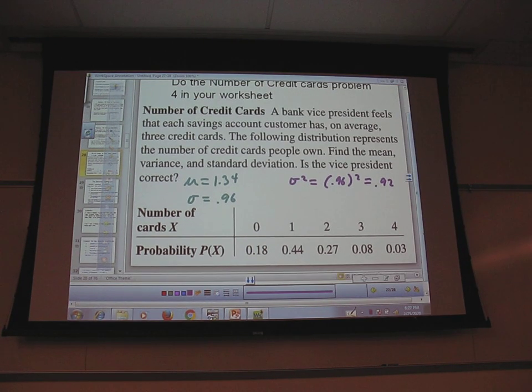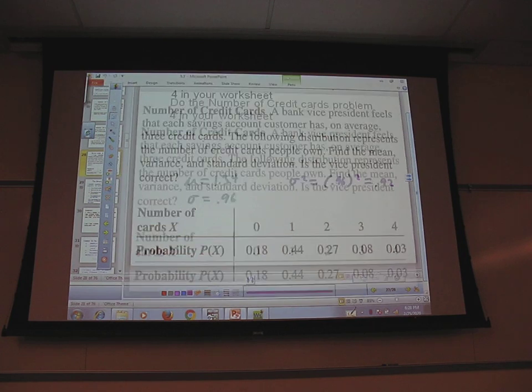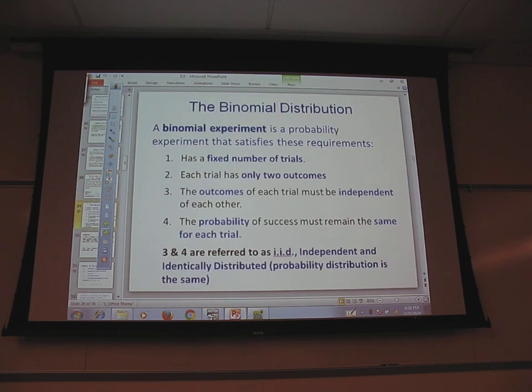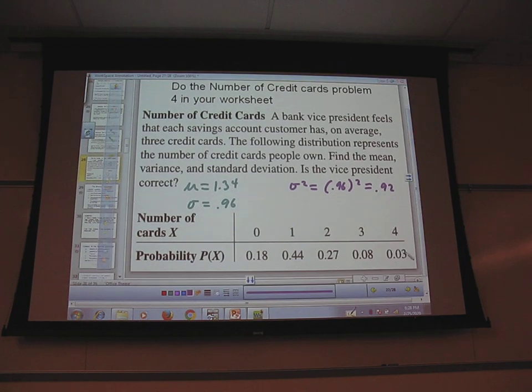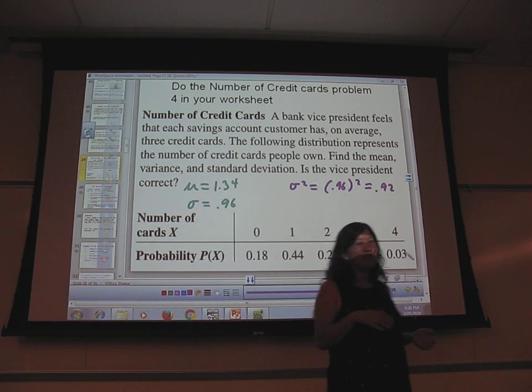So is the Vice President correct? He says that they have on average 3. Yeah, it seems like he's off a little bit. He might be right. It could be a bad sample. I don't know, but it seems like he's probably off a little bit. Possible. So is the bank vice president correct? Well, I don't know. It's hard to say. It doesn't seem like it, but maybe.